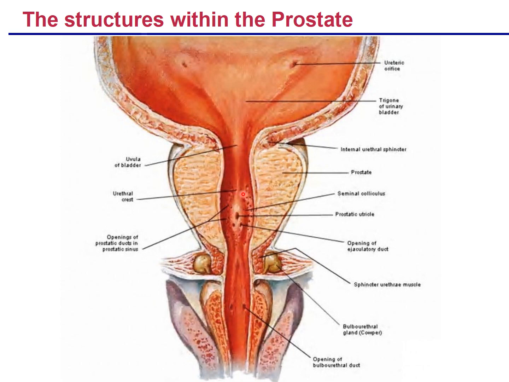When you trace down this longitudinal ridge, you can see a bulged area that is called the seminal colliculus. On the seminal colliculus, you can see a blind opening that is the prostatic utricle. In the lower part and lateral to this prostatic utricle, you have the openings of the ejaculatory ducts. On either side of this seminal colliculus and the urethral crest, you have the prostatic sinus. Over the prostatic sinus, you can see the openings of the prostatic ducts.